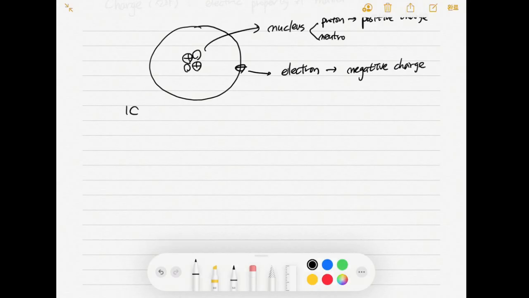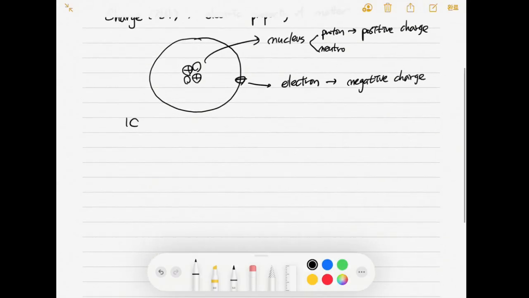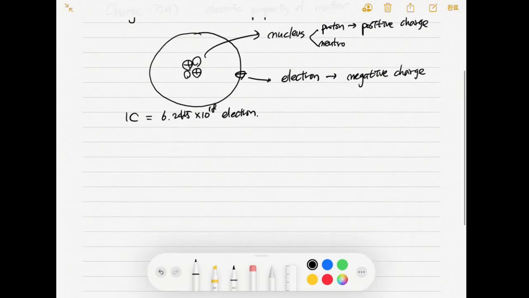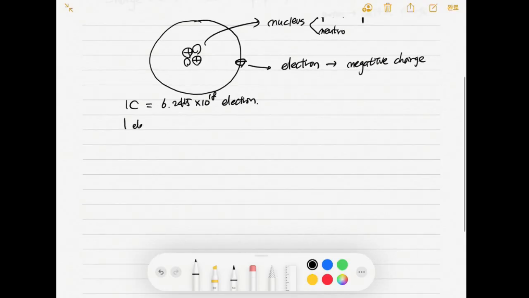The coulomb is the unit of charge. 1 coulomb is 6.2415 times 10 to the 18 electrons. That means 1 electron is 1.6 times 10 to the minus 19 coulomb.